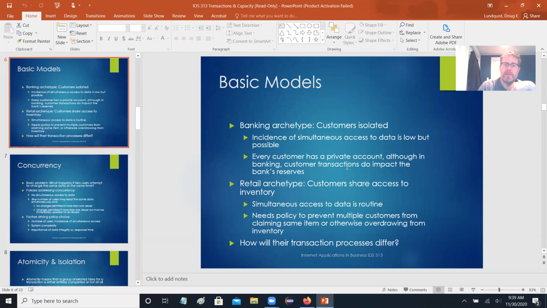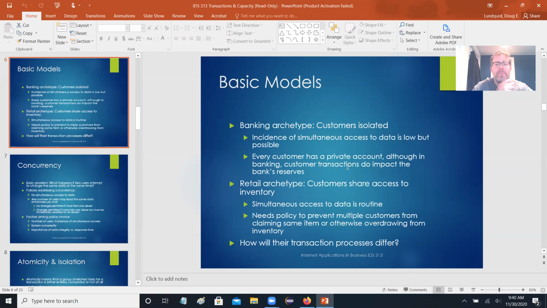So it is possible that you could have two people looking at the same time, but it's unusual. The other thing is, if you know about required reserves, banks are required to have a certain amount of assets available on hand. They can't just lend out everything they have. And so every customer transaction does affect the bank reserves. So there's a little bit of concern about simultaneous access to the same data, but it's pretty minimal. On the other hand, in the case of banking, if people do access the same data simultaneously, it could be a big problem, which we'll talk about shortly.